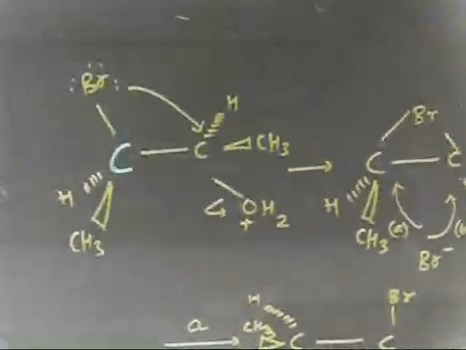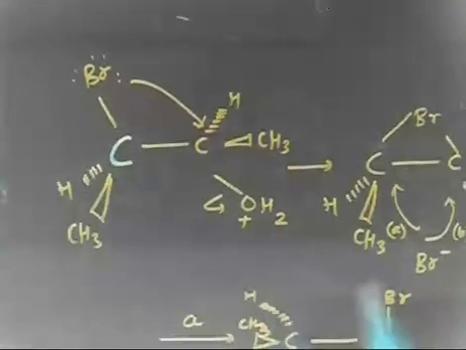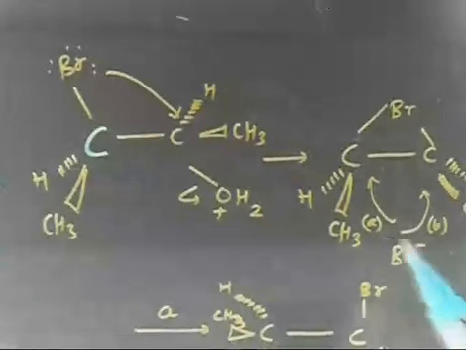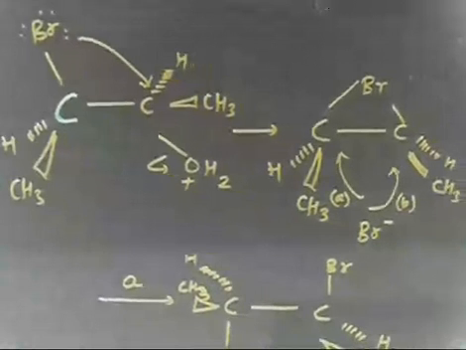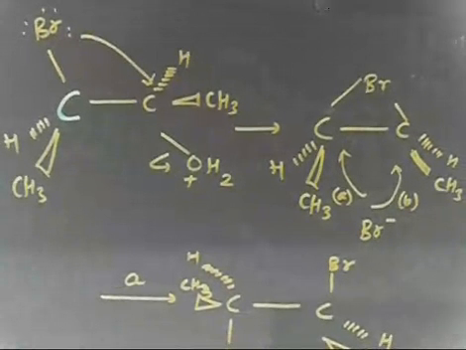Now if you make OH2+ and let it leave, you will have a 3-membered cyclic transition state. You have a path A, path B, Br minus can attack on path A and path B. So let us copy this one and then we will go for the next part.